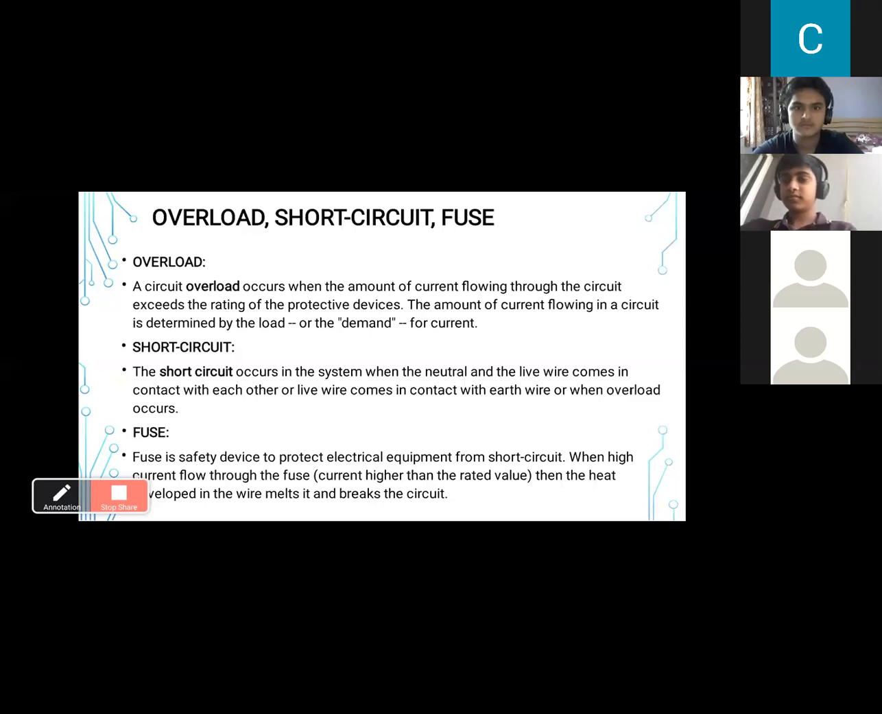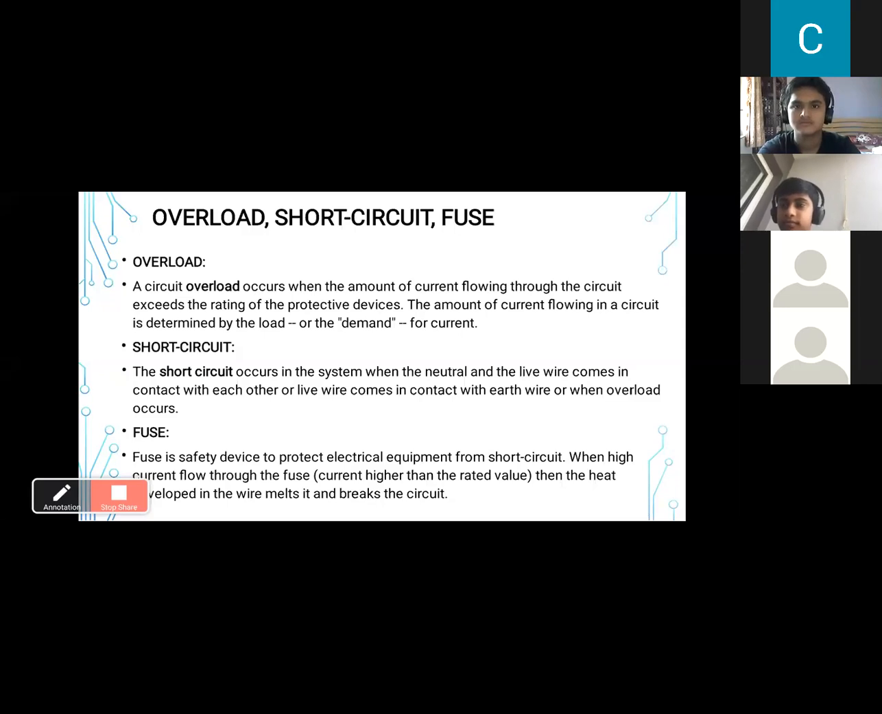But no, resistance is less. That means current will be more. Because resistance is equal to V by I, and the voltage is the same. That means if the resistance is low, it will draw more current, that is, it is high rated. If the resistance is more, it will draw less current. Okay, so like that we will segregate.